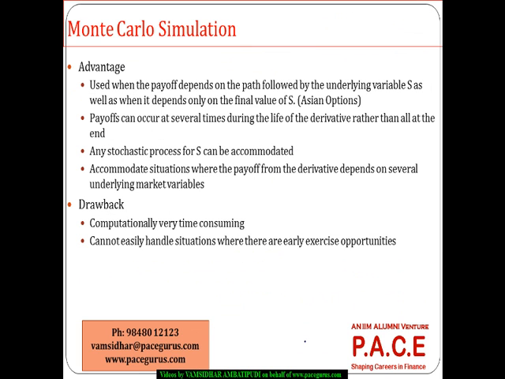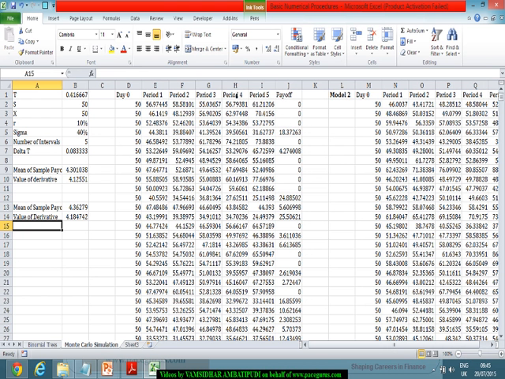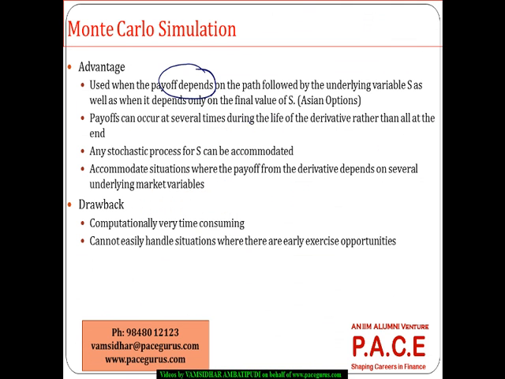Looking at the bigger picture, if I want to use this model for valuing derivatives where the payoff depends on the path, this is the whole path. So if someone is saying a derivative where the average of the prices over the last few months will determine the payoff, like your Asian options, then the best alternative is the Monte Carlo simulation itself.